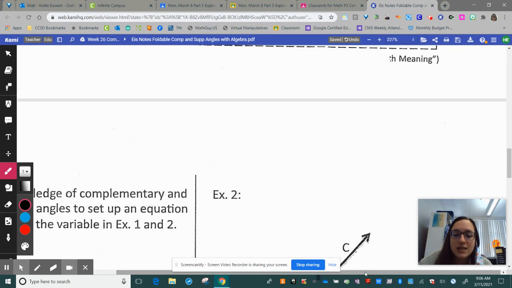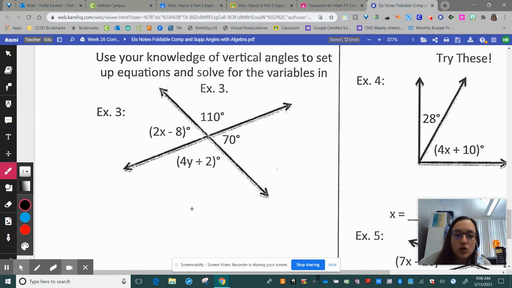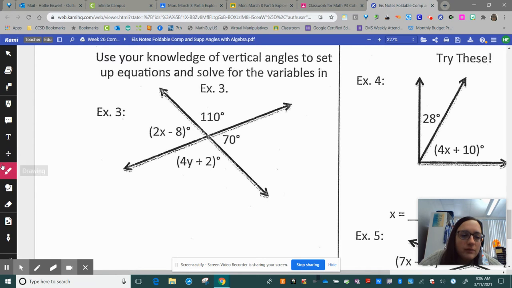So here we go, flip it into the inside here. We're going to look at example 3, the one we skipped last time. So our knowledge of vertical angles means our opposite sides, the ones across from each other, are equal. So I'm going to do the first one here in blue so you can kind of see it. Let's start with example 3. So we're going to start with this 110. Do you see this 110 degrees?